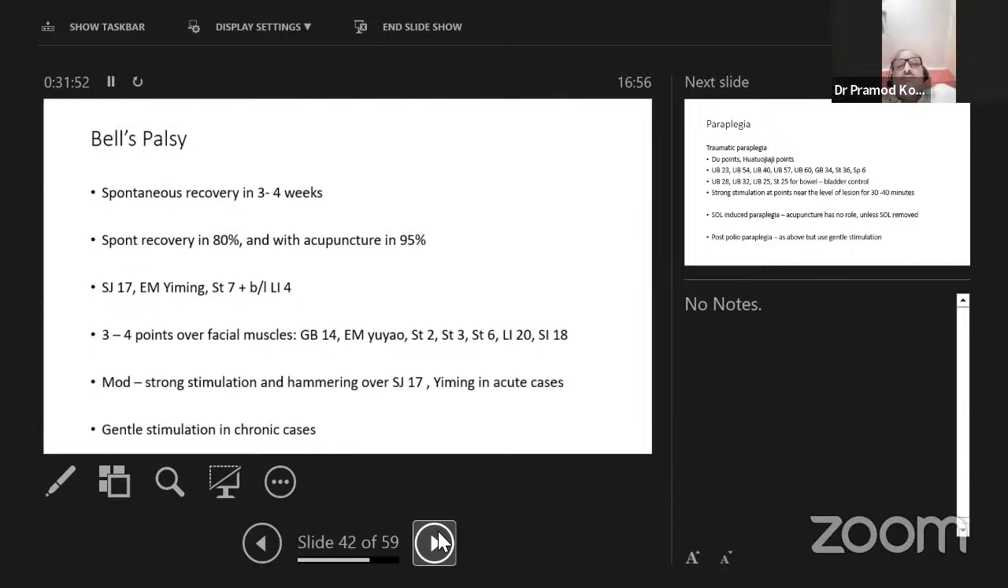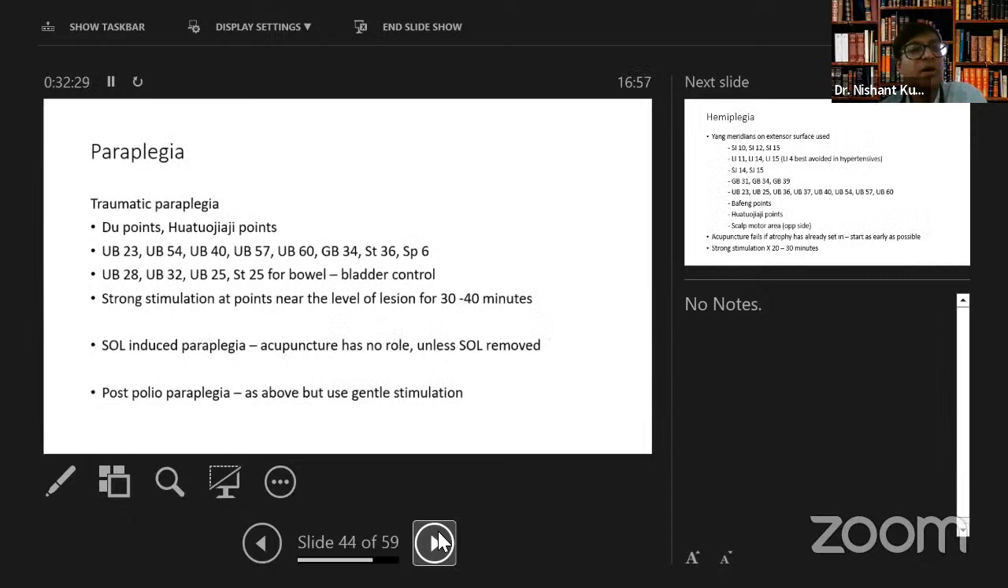In 80% of the cases it occurs spontaneously, and with acupuncture in 95% of the patients. So these are studies which have shown that acupuncture improves the rate of recovery. Sanjiao 17, stomach 7, and bilateral LI 4. Okay. You can use facial muscle points also: GB 14, stomach 2, stomach 3, stomach 6, LI 20, and SI 18. You can use hammering over Sanjiao 17. Okay. And you use gentle stimulation in chronic cases. But yes, it has been shown to improve.